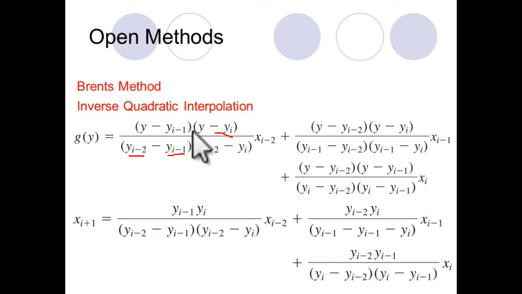As you see, in the first term we exclude the y minus yi minus 2. In the second term, the terms related to i minus 1 are excluded, and in the third one the terms related to xi are excluded. Now we say that from here we can approximate xi plus 1.